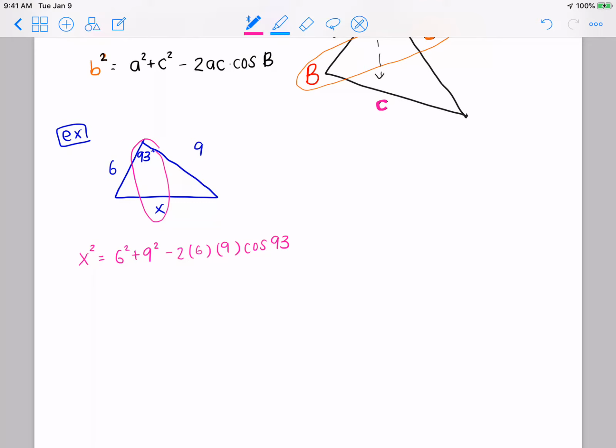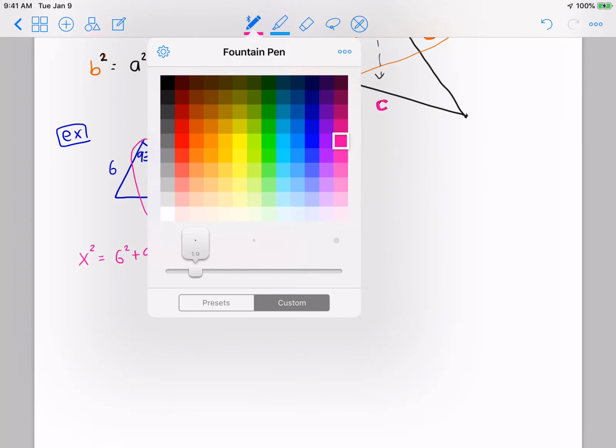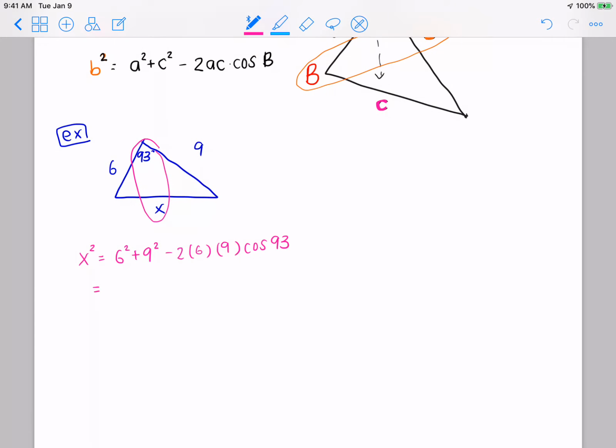Okay, you may put all of this in the calculator, but I'm just going to work it out real quick. We're going to have equals 6 squared, we get 36, plus 81, minus, multiply all those three numbers together, we get 108 times cosine 93. That's about negative 0.052.